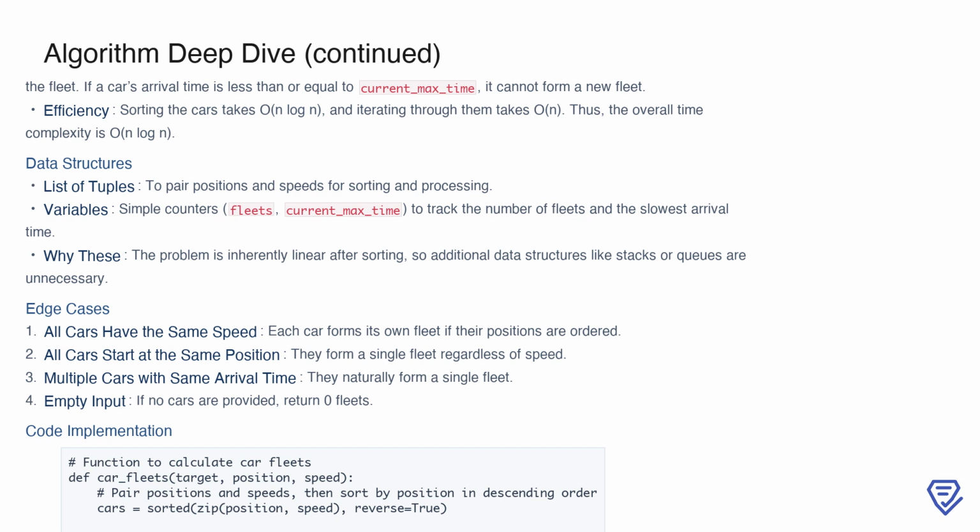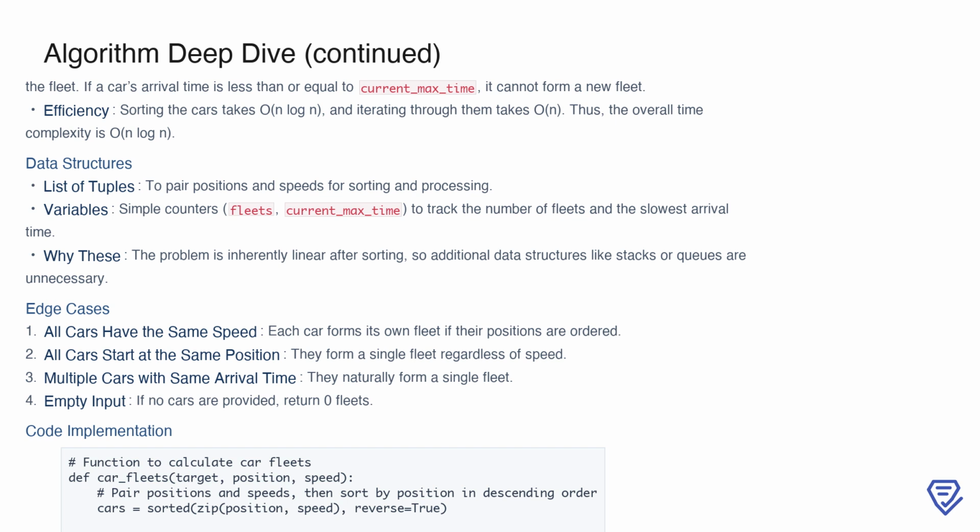Fleet formation is based solely on arrival times. If a car's arrival time is less than or equal to the slowest car in the current fleet, it cannot form a new fleet. This simple comparison allows us to group cars without requiring additional data structures, keeping the implementation clean. After sorting, the algorithm processes the cars in a linear pass, making it very efficient.